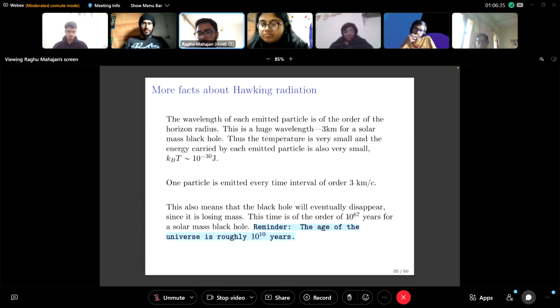Whereas if you let an isolated solar mass black hole sit there and evaporate by the Hawking process, it needs 10 to the 67 years. It's just unimaginable how long this process will take. But we are not doing practical experiments. We are just thinking about things theoretically.